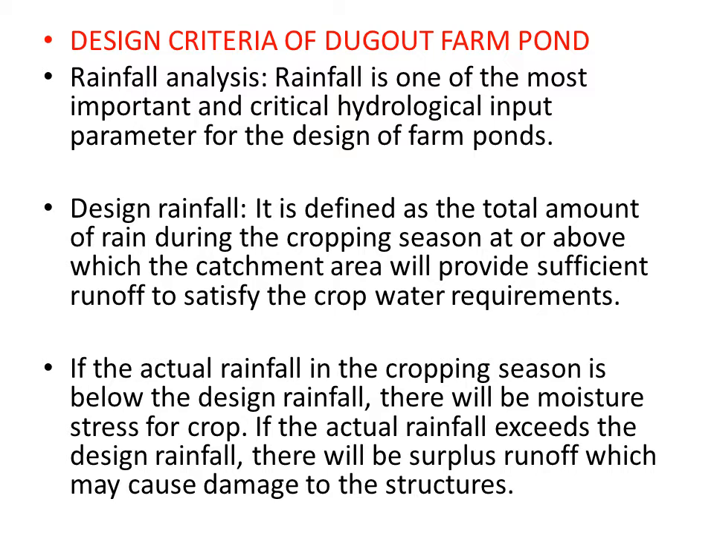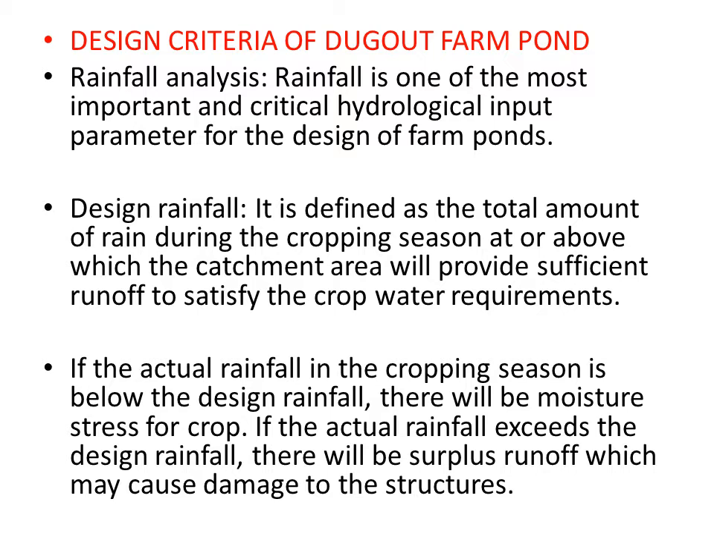Design rainfall. It is defined as the total amount of rain during the cropping season at or above which the catchment area will provide sufficient runoff to satisfy the crop water requirements. So design rainfall is the total amount of rainfall which is equal to or above that needed to create runoff which satisfies the crop water requirements during the cropping period.